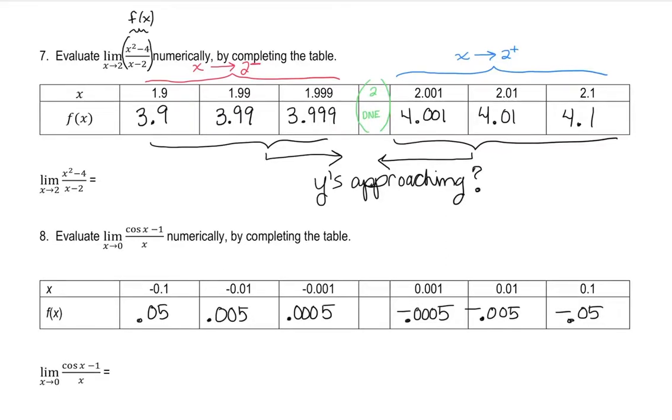Well, 3.9, 3.99, 3.999 is getting closer and closer to 4. And 4.1, 4.01, 4.001, and so on, is also getting closer and closer to 4. So the y's are getting closer and closer to 4. That is numerically how we can determine a limit.